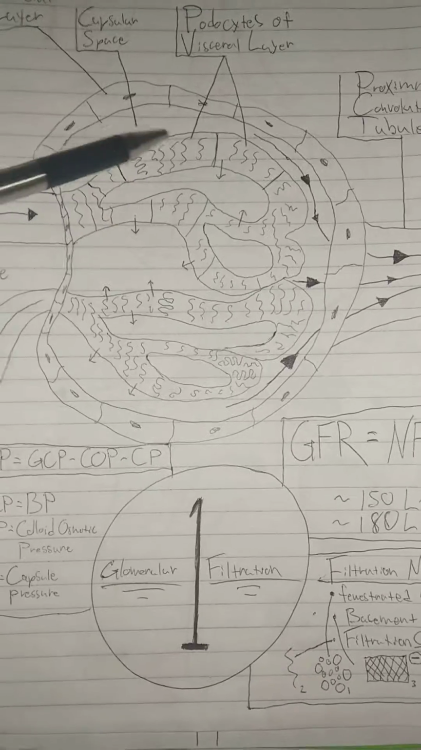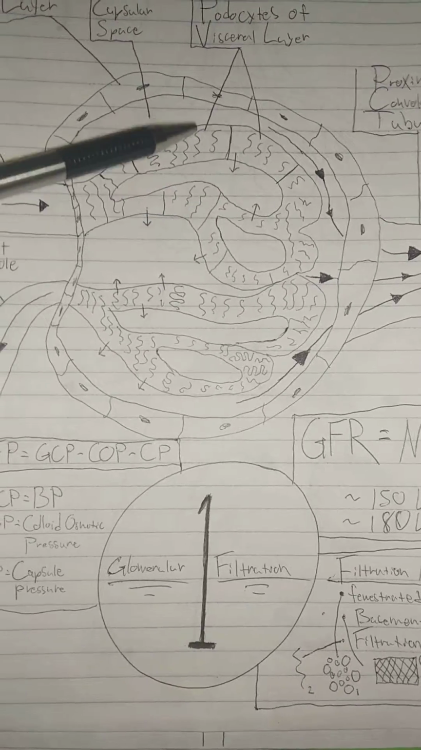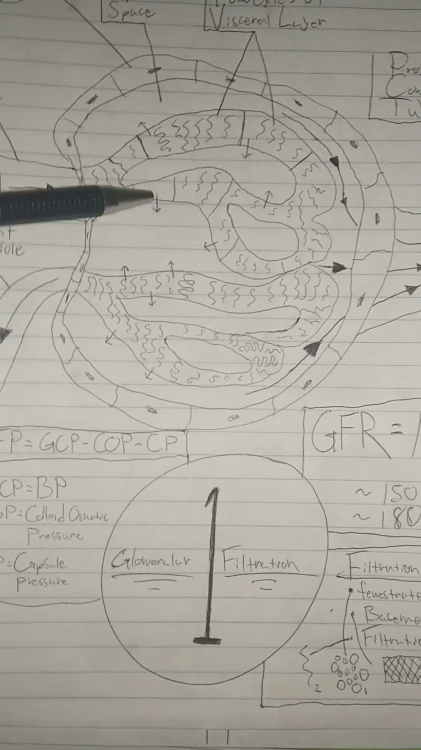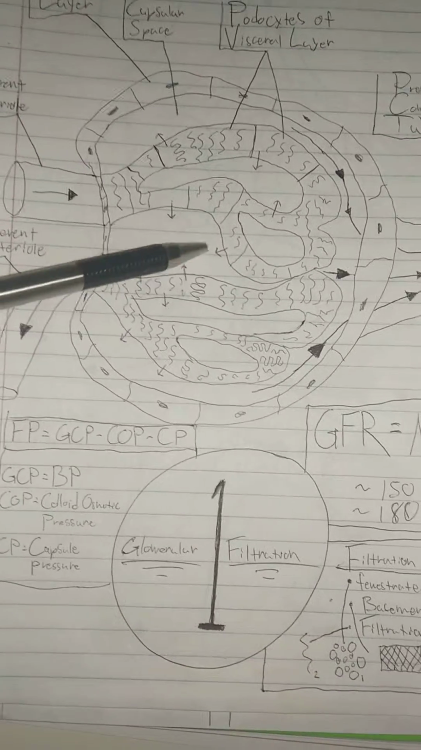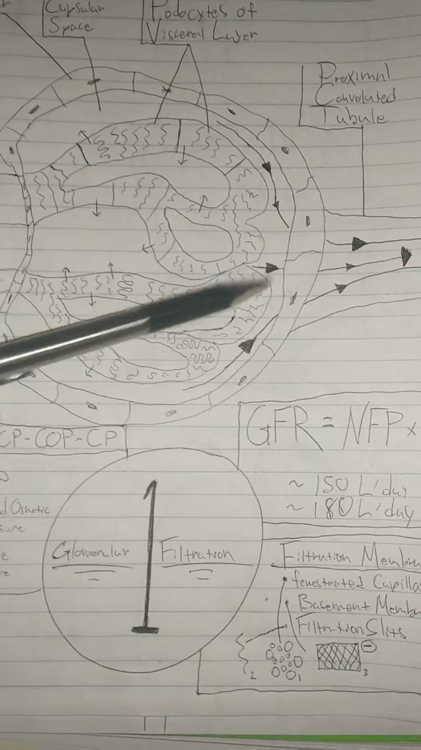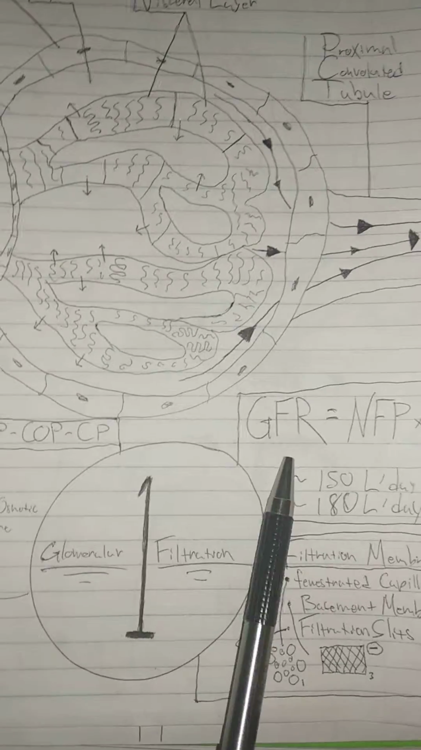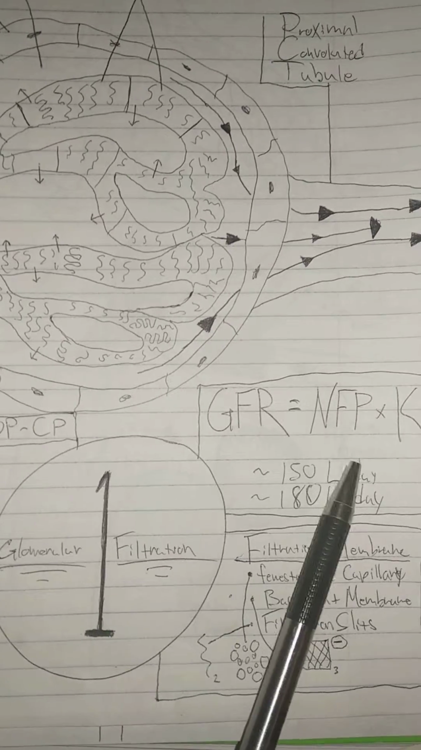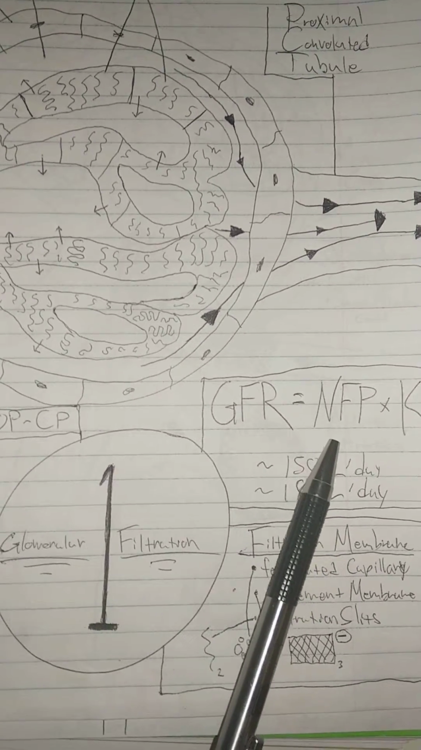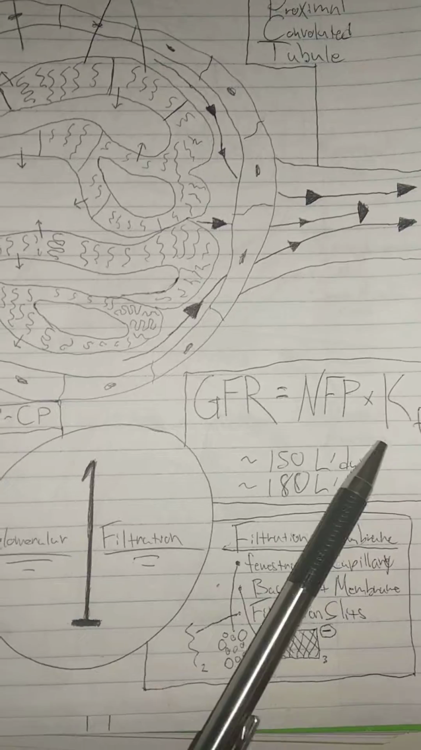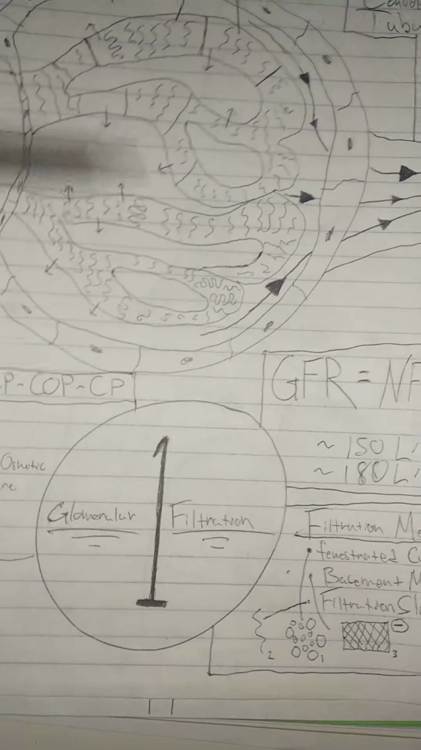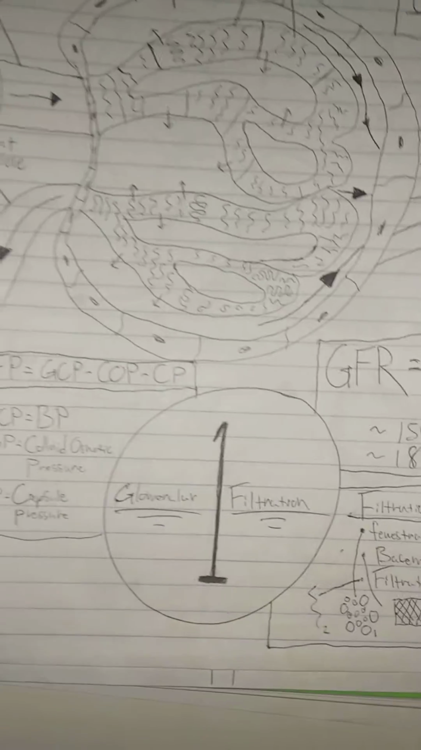Filtration slits are formed by podocytes. When one podocyte nudges up to another podocyte, you have this little gap, this little slit, and that's a filtration slit. So filtrate is formed and eventually goes into the proximal convoluted tubule. Now, how much filtrate is formed, the glomerular filtration rate, is calculated by NFP, which is essentially blood pressure and the surface area of the filtration membrane in the glomerular capsule.